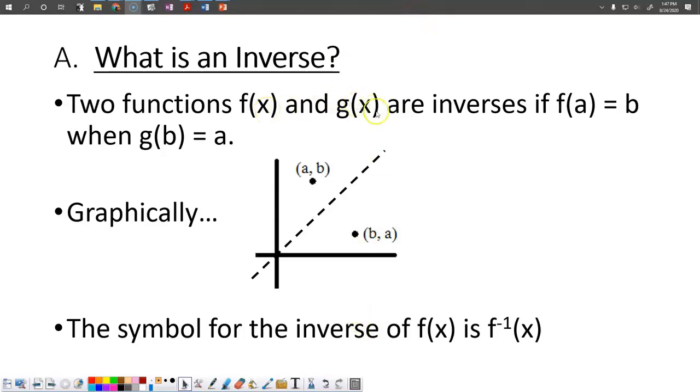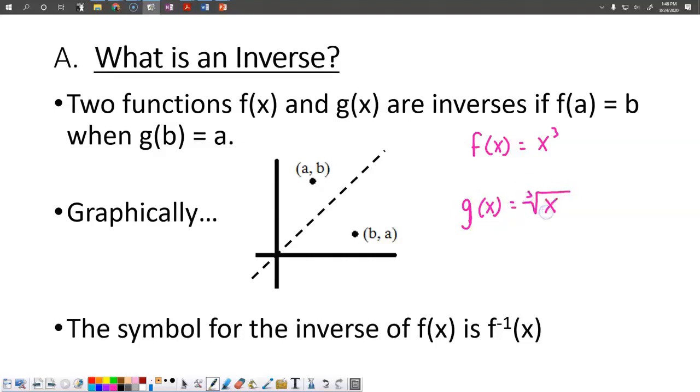Two functions f and g are inverses if f of a equals b when g of b equals a. Let me give you an example of two functions that are actually inverses of each other. Instead of y, I'll stick with function notation. So f of x equals x cubed, and g of x is equal to the cube root of x.